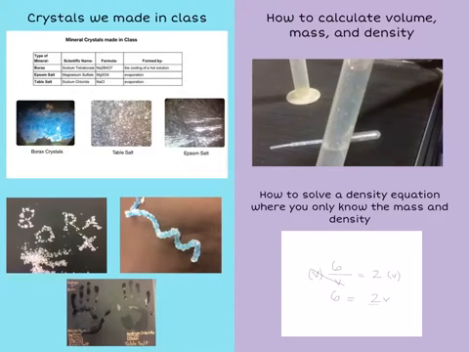Then you divide by 2 on both sides. And when you divide 2V divided by 2, the 2's cross out, and you're left with V, which is volume. And if you divide 6 divided by 2, you're left with 3. So your volume equals 3.